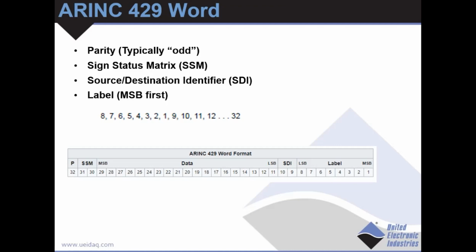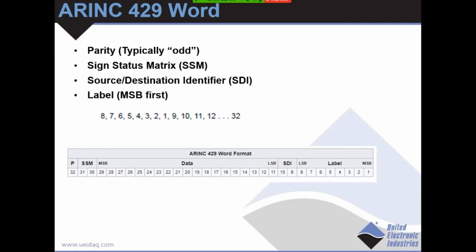Next, we have the 19 bits of data, and in the next slide we'll take a deep look into what the data could be representing and how it's encoded. Next up, now we're over to bits 10 and 9. We have the SDI, or the Source Destination Identifier. Now SDI is optional, but when used, it can identify the source of the transmitter, or it can direct which nodes should listen to that word. For example, if both bits are set to 0, this means that all receivers should listen for that message.